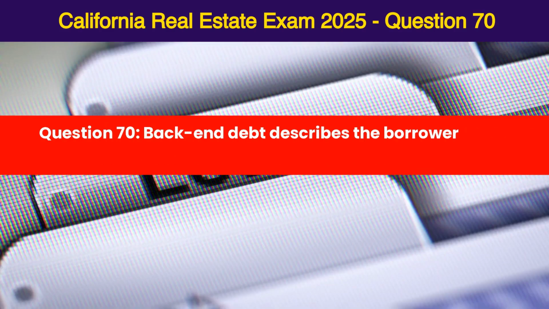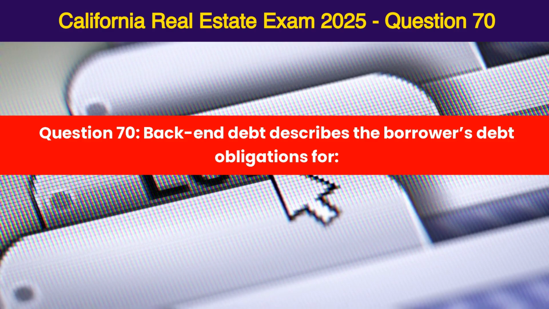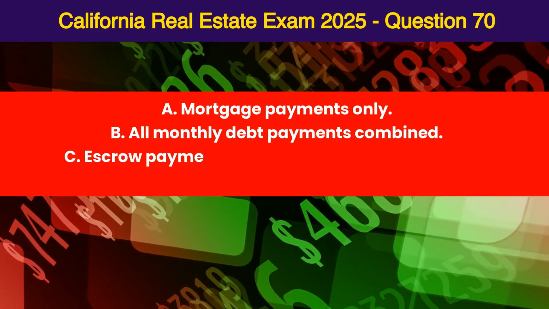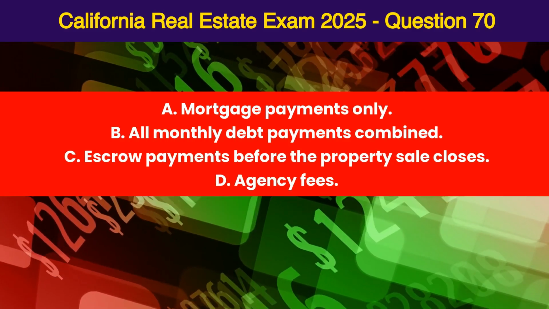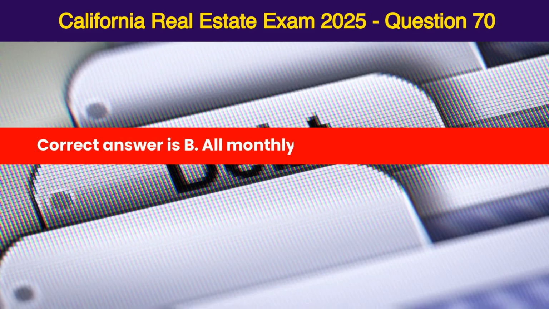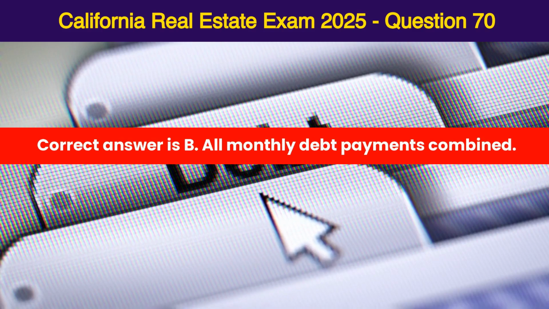Question 70. Back-end debt describes the borrower's debt obligations for A. Mortgage payments only, B. All monthly debt payments combined, C. Escrow payments before the property sale closes, D. Agency fees. Correct answer is B. All monthly debt payments combined.